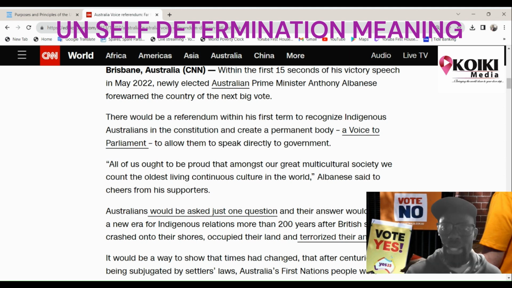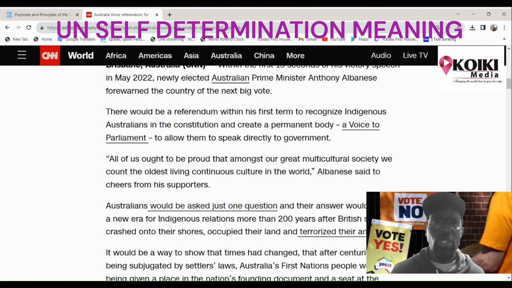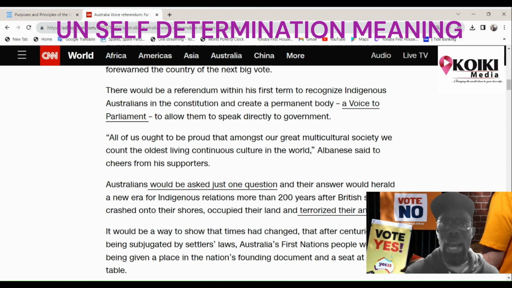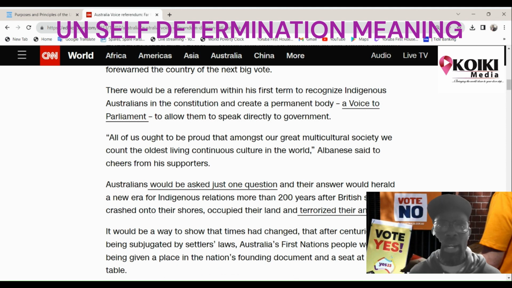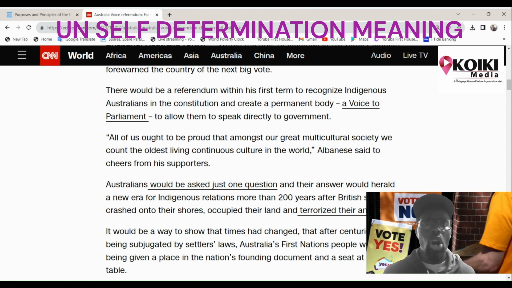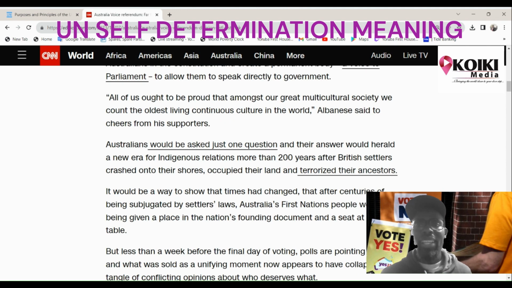Albanese, the Prime Minister of Australia, said to cheers from his supporters, Australians will be asked just one question, and their answer will herald a new era for indigenous relations more than 200 years after British settlers crashed onto their shores, occupied their land, and terrorized their ancestors.